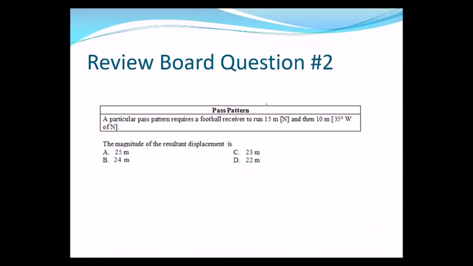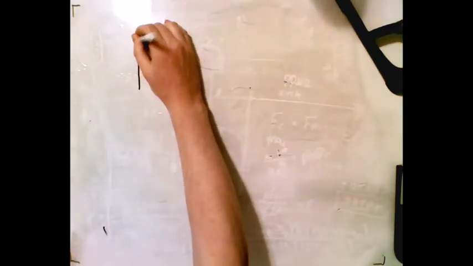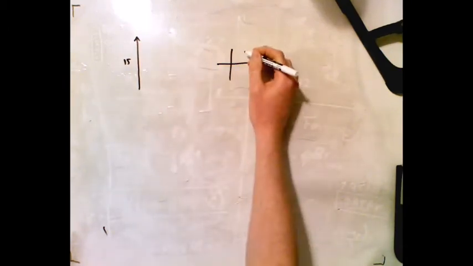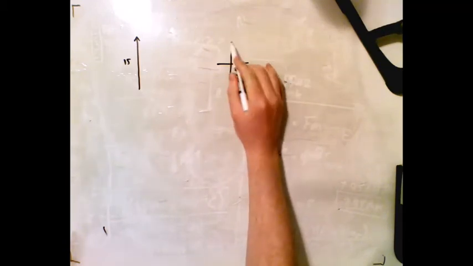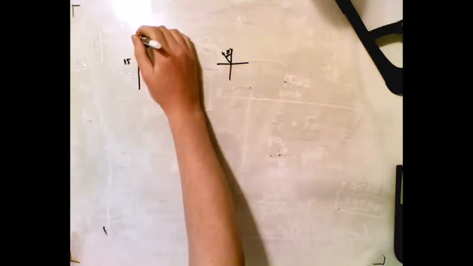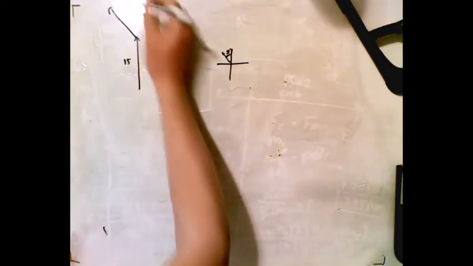Next one: a particular pass pattern requires a football receiver to run 15 meters north and then 10 meters, 35 degrees west of north. Calculate the magnitude of the resultant displacement. For this one, you could draw tip to tail, but it's not really going to help you. So this is 15 meters north and then 35 degrees west of north. So I'm not going north, I'm going 35 degrees west of north like that. And it's 10 meters, so it'd be like that.